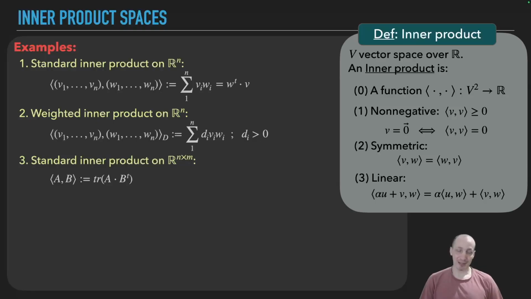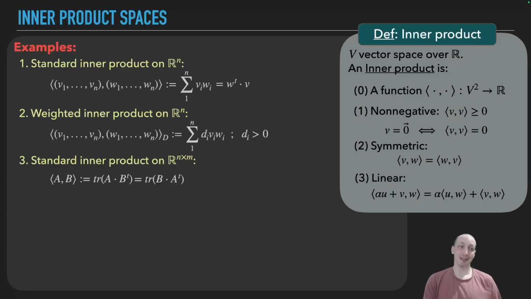For the symmetry, we just need to show that the trace of A times B transpose is the same as the trace of B times A transpose. But A times B transpose and B times A transpose are the same matrix up to transpose. And we know that the trace of a matrix and the trace of its transpose are the same. So both linearity and symmetry are very easy to show.